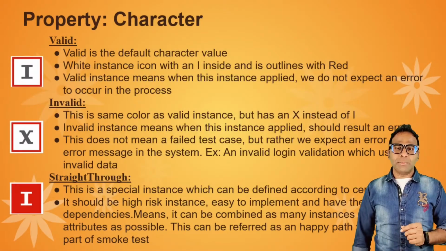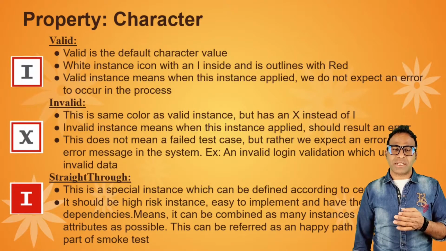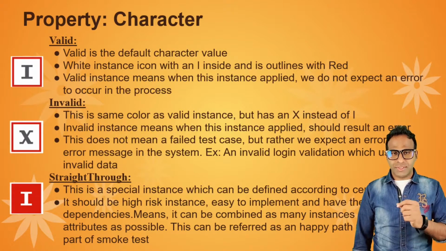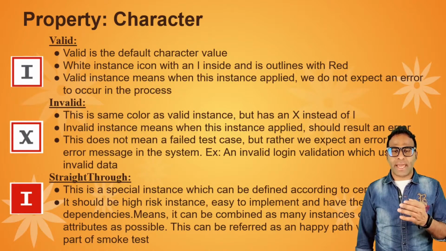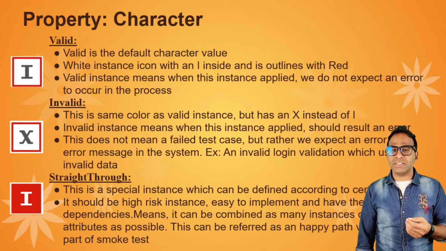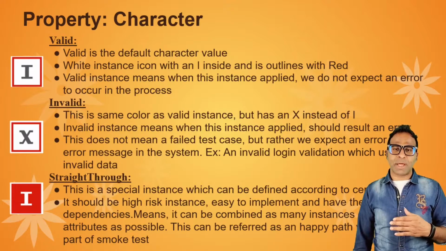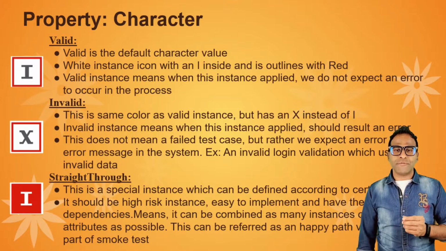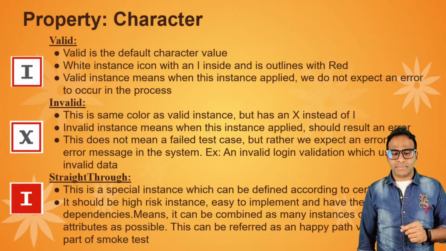Okay, so let's deep dive into the different characteristic values of an instance. It's a property called character. We have three different variations, as I explained. So let's deep dive into each variation. The first one is valid character. Valid is the default character value.